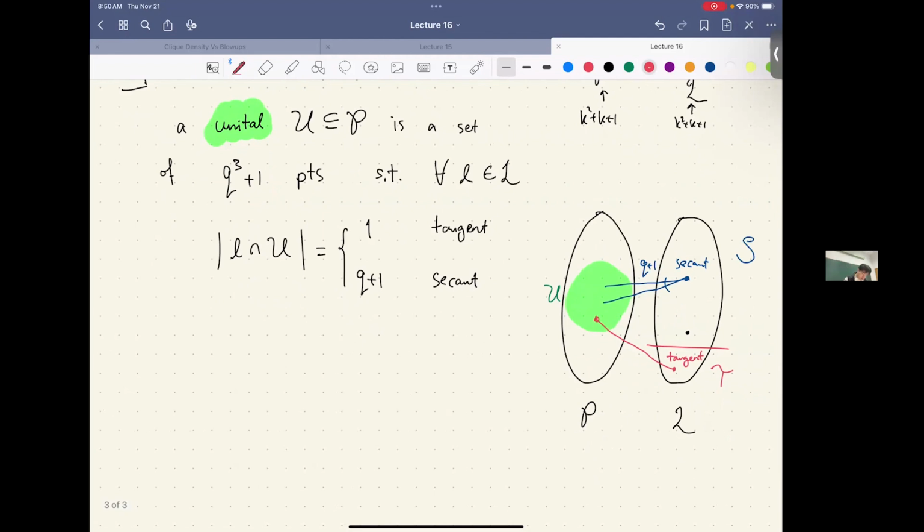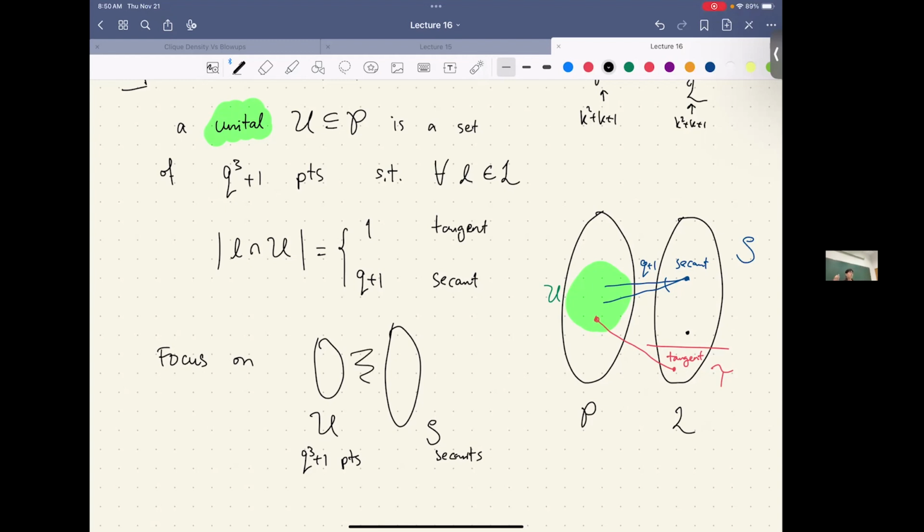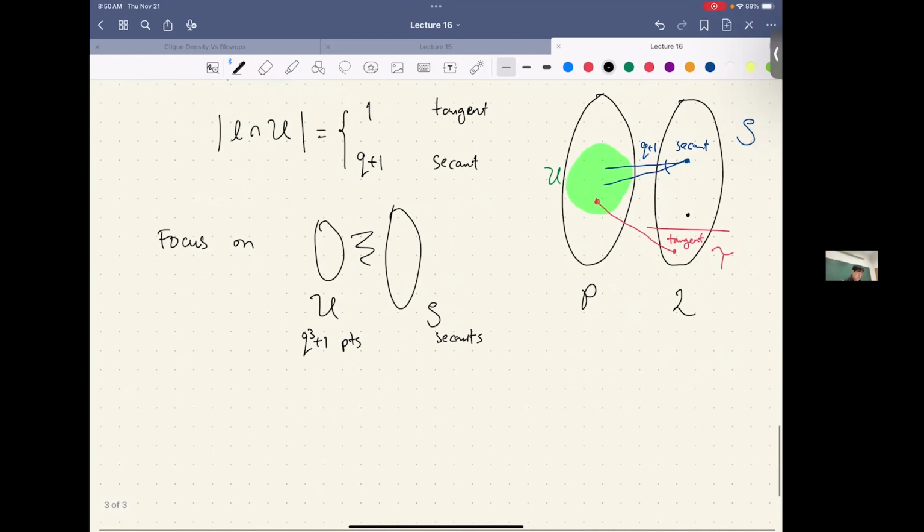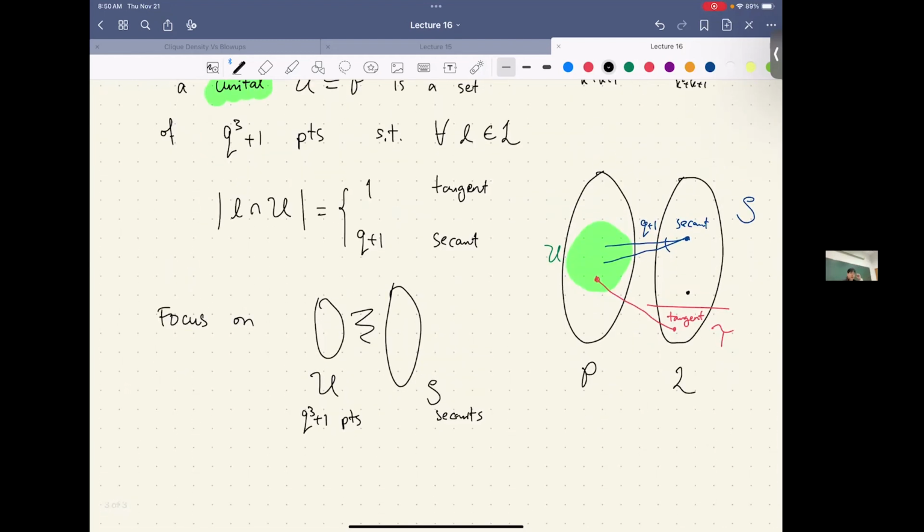And now let's focus on the induced bipartite graph between U, the set of unital points, which is q to the 3 plus 1 points, and the set of all secant lines, all the secants, and look at the bipartite graph between them. Obviously, this is still C4-free because it's a subgraph of the original one. Let's first estimate the number of vertices on the right. How many secant lines are there?